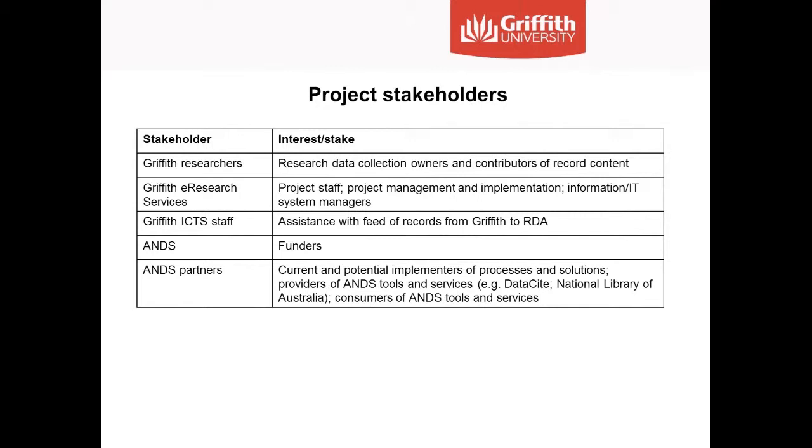Project stakeholders include Griffith researchers, who are research data collection owners and contributors of record content, Griffith eResearch Services, who provided the project staff and the overall project management and implementation, Griffith ICTS staff, who provided assistance with the feed of records from Griffith to RDA, ANDS, who funded the project, and ANDS partners, who are current and potential implementers of processes and solutions, and some of whom are providers of ANDS tools and services, such as DataCite and the National Library of Australia.